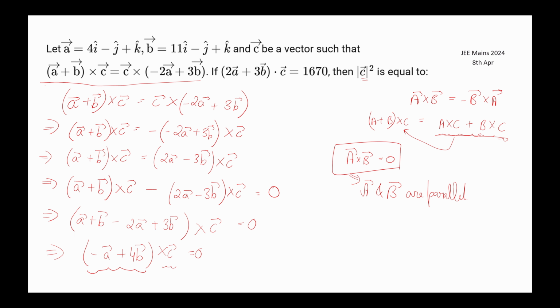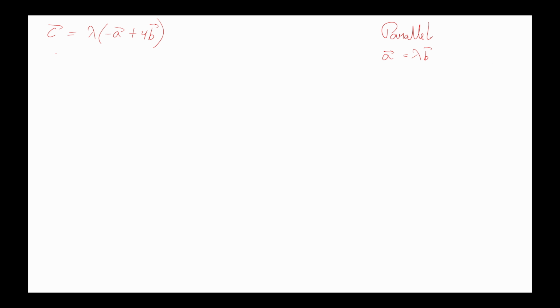So we've gotten this. Now let us look at the other equation that they've given us. They've given us that (2A vector + 3B vector) dot product with C vector is equal to 1670. Let us replace the value of C from this equation. So what would we get? (2A vector + 3B vector) dot product lambda times (minus A vector + 4B vector). This is equal to 1670.